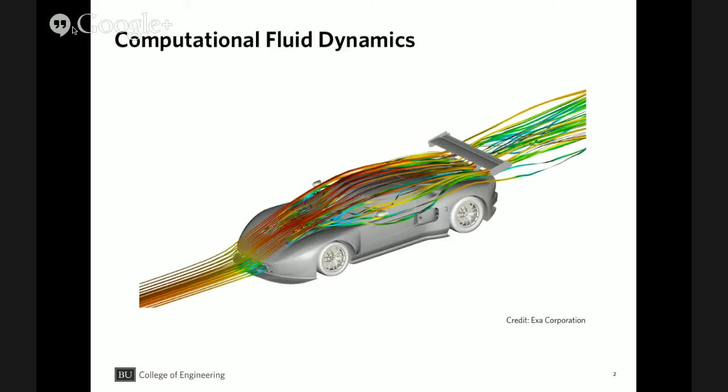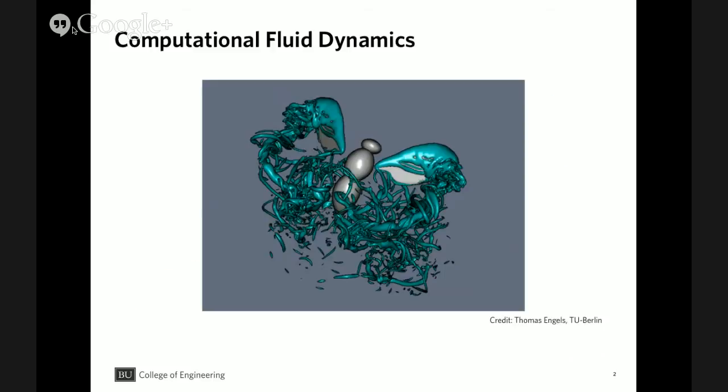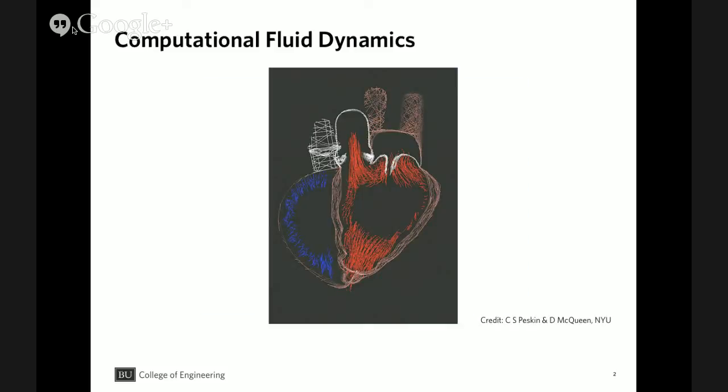Actually, I'll start with what computational fluid dynamics is. It's basically simulating any fluids on the computer. So it could be the aerodynamics of a car, or it could be the flow behind an insect wing as it's flapping. So that's really unsteady and complex flow. Or it could even be blood flow inside your heart. Basically, anywhere there's a fluid, gas, or liquid.